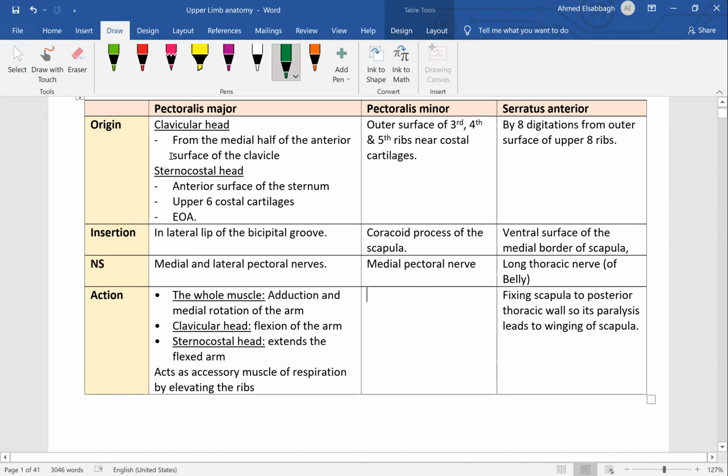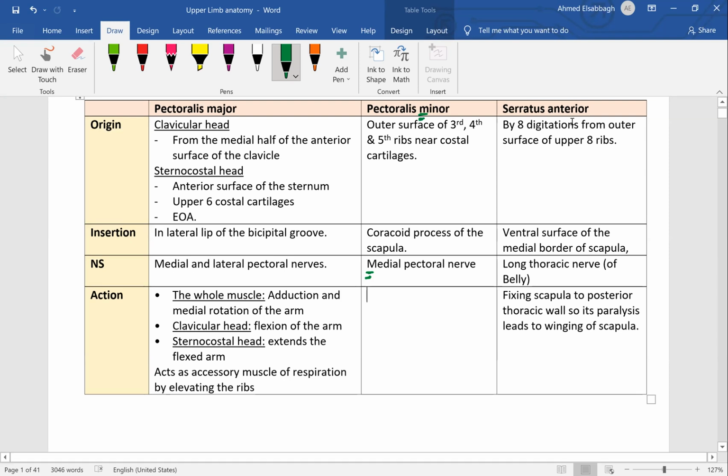Okay, nerve supply. Pectoralis major muscle is a major muscle, so it has two nerves, which are the medial and lateral pectoral nerves. Pectoralis minor muscle, because it is minor, has a single nerve supply, which is the medial pectoral nerve. Never forget that it is the medial one. In MCQs, you will get confused about whether it was medial or lateral. It is called minor, starting with M, so it's M, medial pectoral nerve.